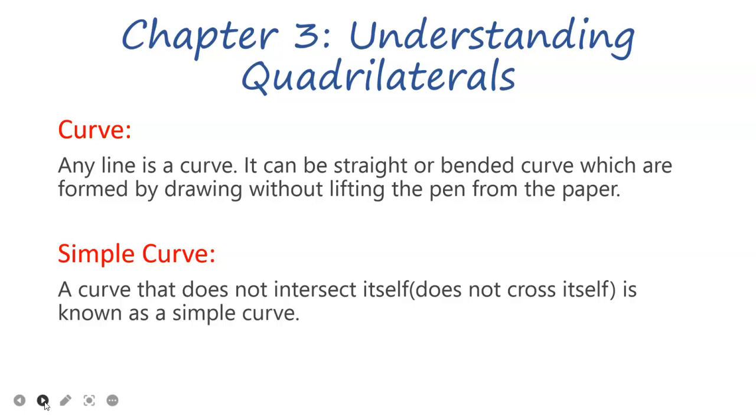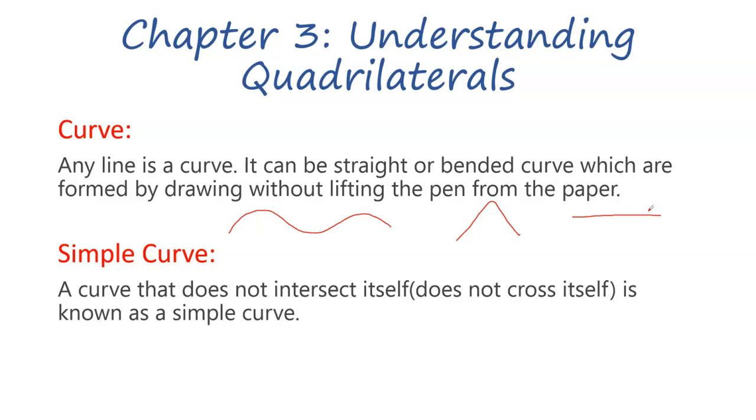So a curve is nothing but a line. Any line we can name as a curve, and it can be straight or it can be a bended curve. For example, if we are drawing something like this, it is a bended curve, and this is also a curve. When we draw a straight line, it is also a curve. When we draw something without lifting the pen from the paper, we can name it a curve.